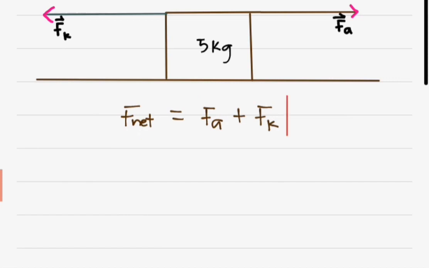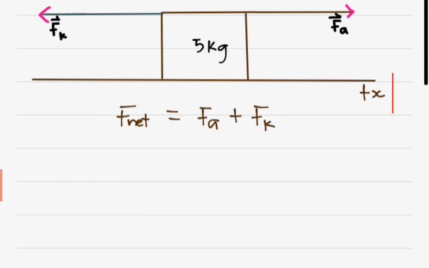Now, notice that your force applied is acting in the positive x direction. And your force of friction, or your kinetic friction, is acting in the negative x direction. Okay, force is a vector, so it has both magnitude and direction.